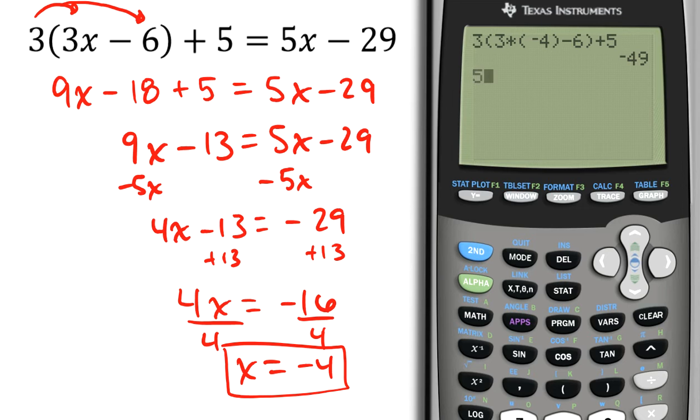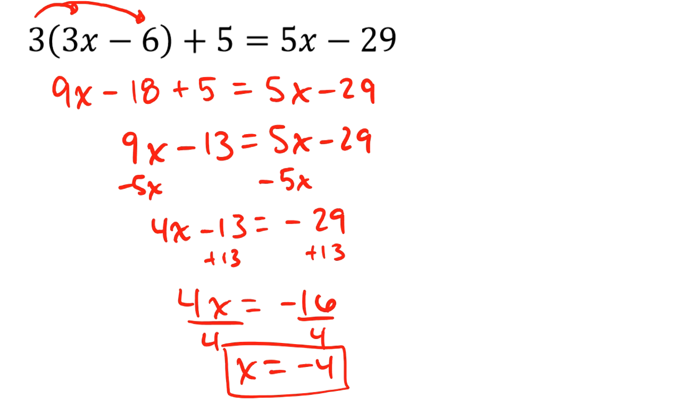On the right-hand side, I have 5 times this negative 4. That'll work just fine. And then minus 29. And when I do that, I also get negative 49. So I know that when x is negative 4, both the left and the right hand side of this equation become negative 49. So it does indeed do what it purports to do. It makes those two quantities equal to each other. So x has to be negative 4. Let's move on to part B.